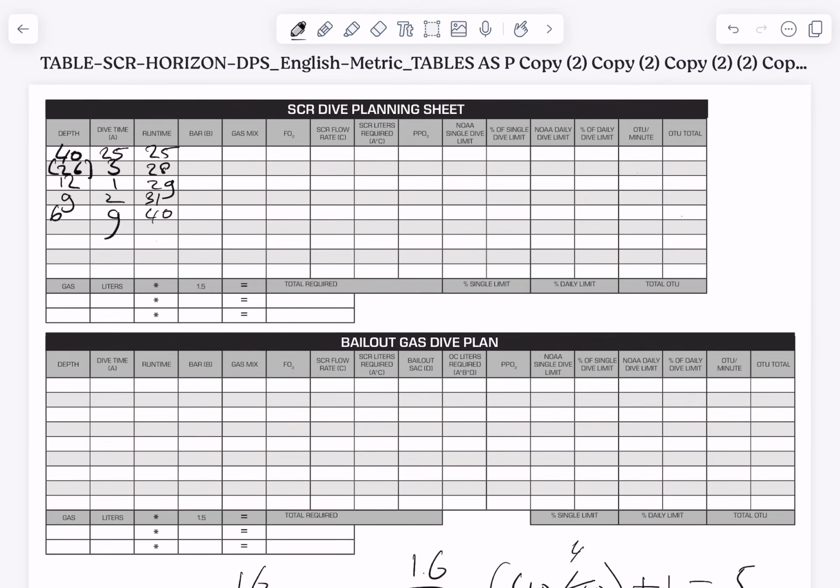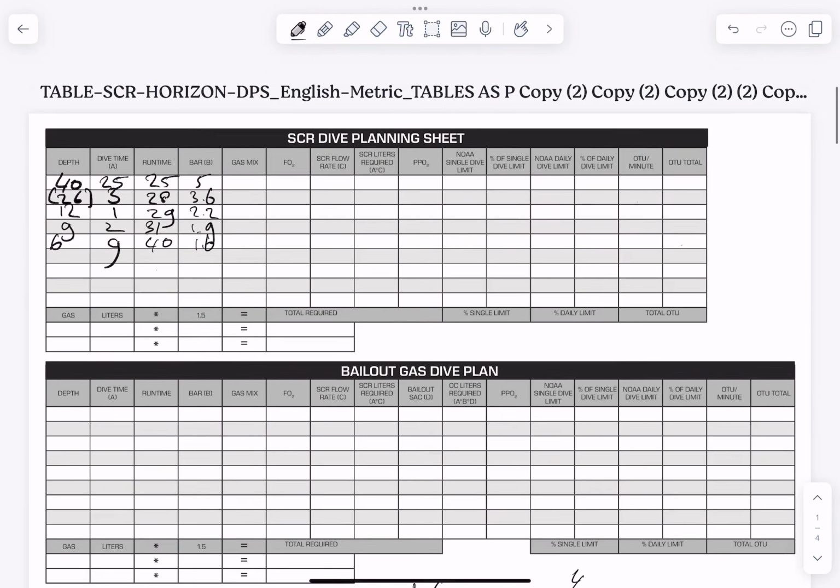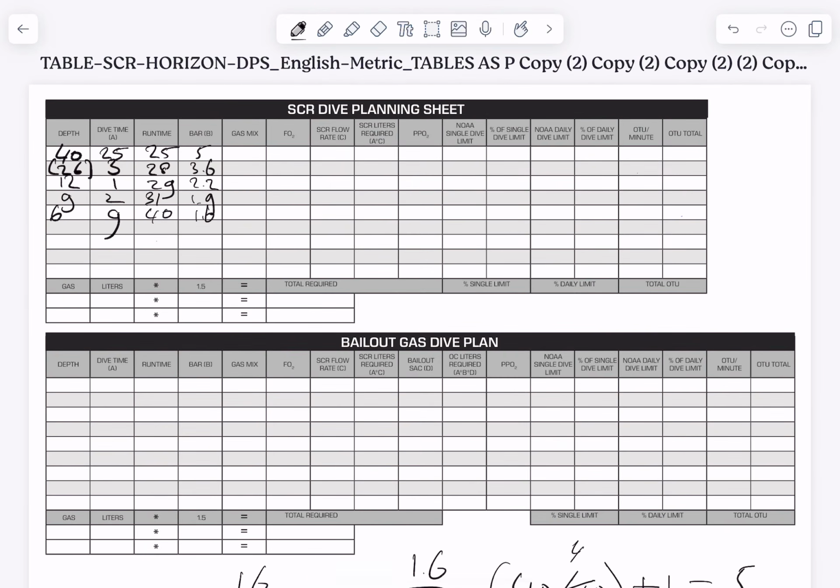So the bar, which is very easy, guys, it's depth divided by 10 plus 1 for our metric guys out there. So that's going to be 5 bar, 3.6 bar, 2.2 bar, 1.9 bar, and 1.6 bar. Now, the gas mixes, and this is perhaps confusing, but this is what is the cylinder content of your bottom gas or deco gas. So, as we remember, are 32%. And also during my ascent, I'll have 32%. Let me just do this a little bit nicer.